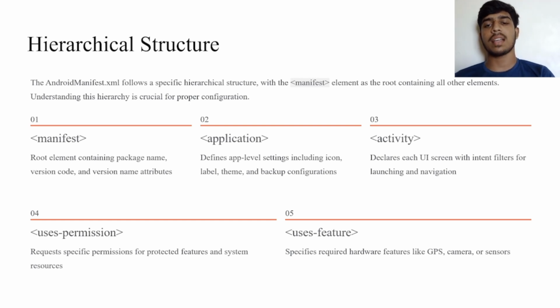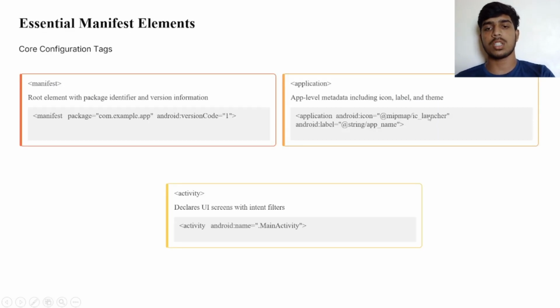And what are the essential manifest elements in the manifest file? There are six essential elements, and there are some more, but I am discussing the most important six: manifest, application, activity, uses-permission, uses-feature, and uses-sdk. These are the six tags I want to discuss in this presentation. So what is the manifest tag? This is the root element, which contains the package and version info, the entire version info and the package we are using.